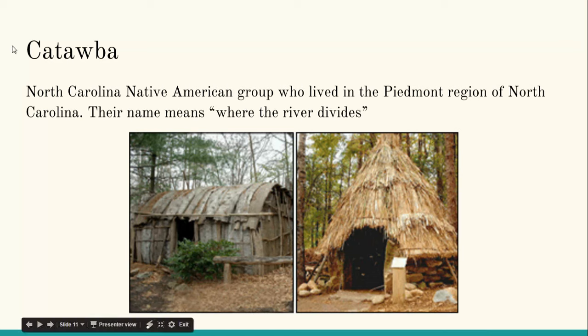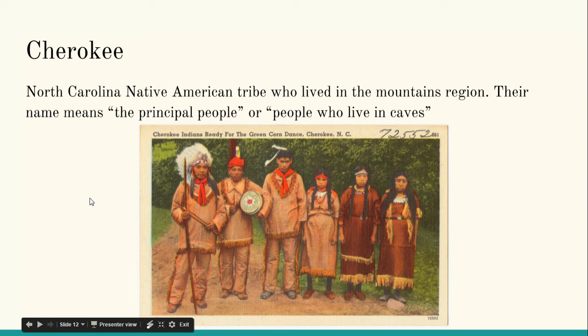Catawba was a North Carolina Native American group who lived in the Piedmont region of North Carolina. Their name means where the river divides. The Cherokee were a North Carolina Native American tribe who lived in the mountains region, and their name means the principal people, or people who live in caves. That is all the slides.